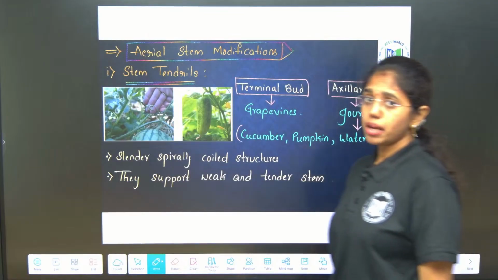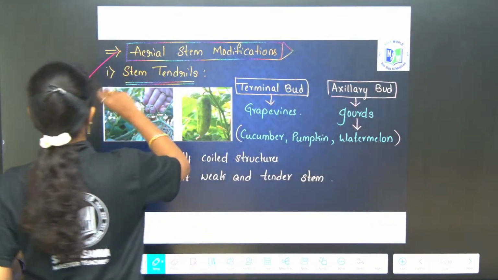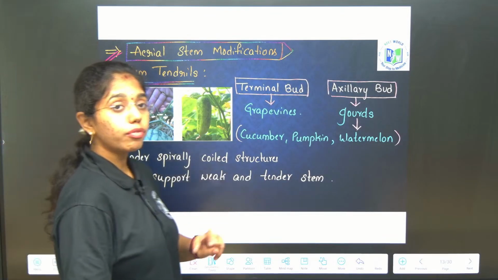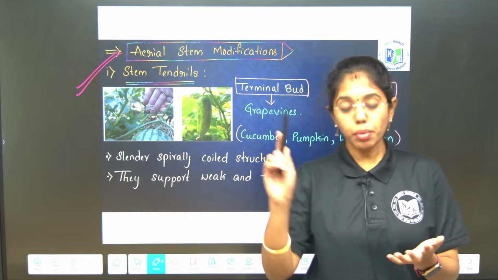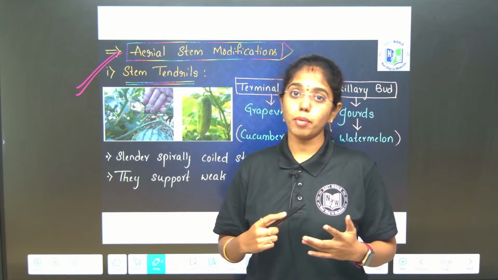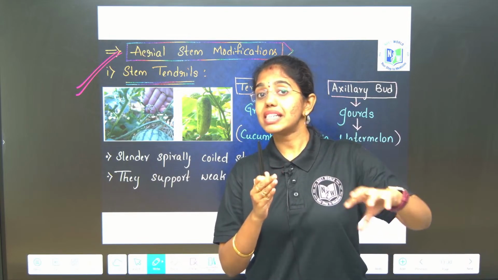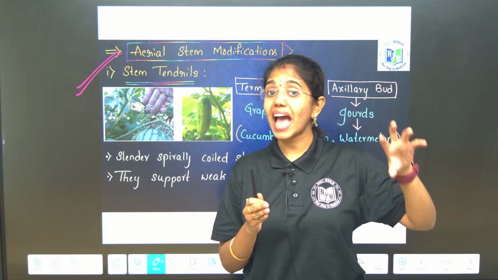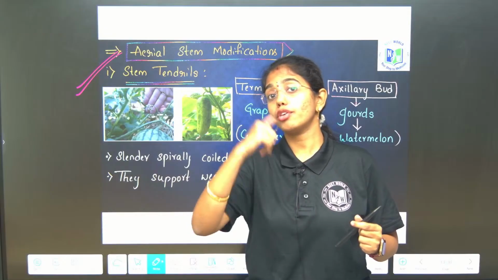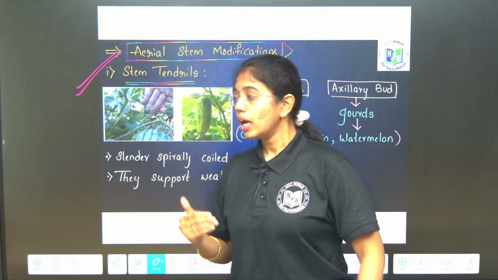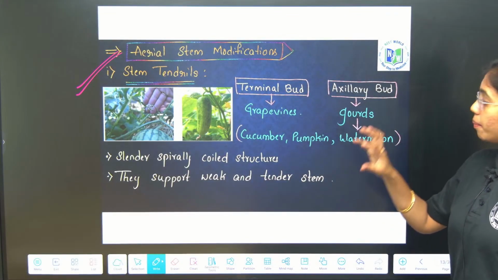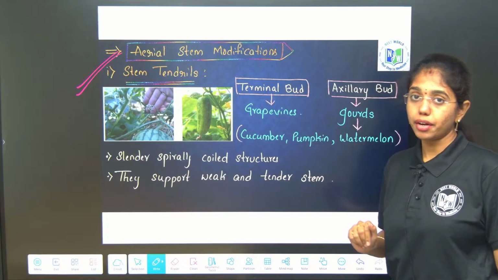Now aerial stem modifications. The first aerial stem modification we are going to learn is stem tendrils. We have two types of stem tendrils. Remember one thing, be it stem tendrils or thorns, which are aerial stem modifications: which part of the stem is modified? The answer is that the axillary bud or terminal bud is modified either to a tendril or to a thorn. Bud regions will be modified to tendrils or thorns.